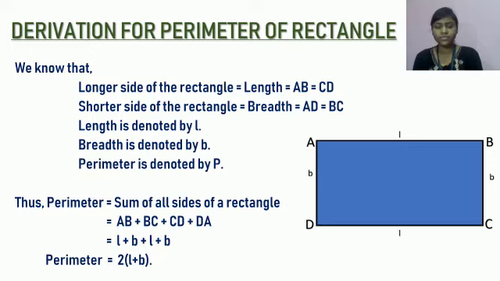Therefore, perimeter equals length plus breadth plus length plus breadth, which is equal to 2 times (length plus breadth). So from here you can see that the formula for perimeter of a rectangle is 2 times (length plus breadth).